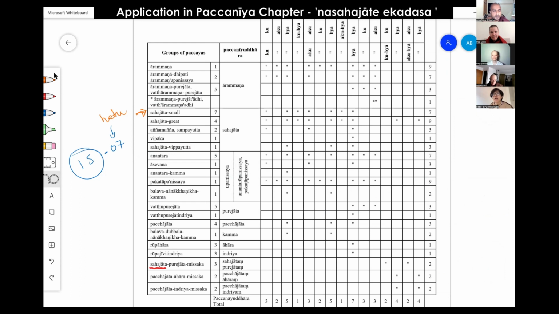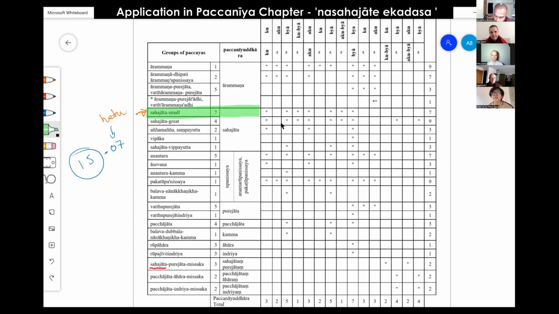So for example, for hetu, we look at the sahajata, but we are only taking out this small sahajata, but the number is still 9, so that is included. So we start with the basic 9 and then we add the answer. Yes. So that's how we get 15.